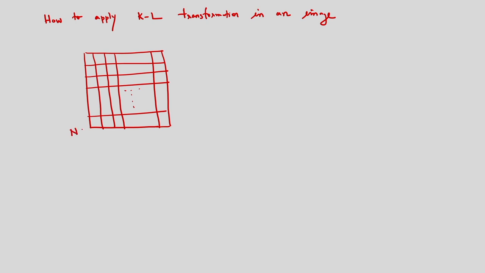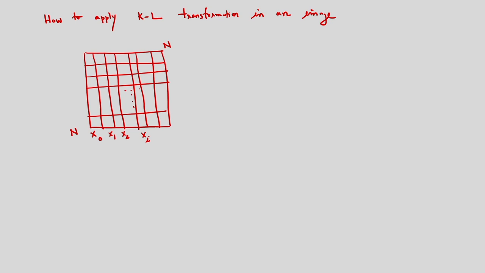So let us consider one n by n image, and suppose x naught, x1, x2, suppose xi, like this. So we can consider every column as a vector. So you can see we have n number of vectors. So image is nothing but the 2D array of numbers. I can write, it is a 2D array of quantized intensity values.